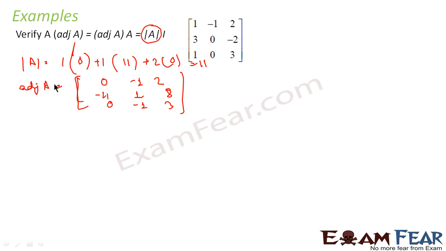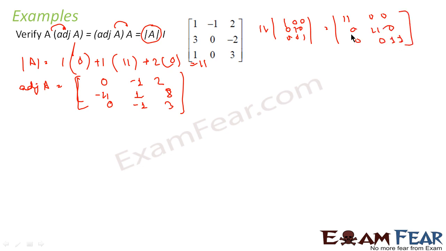And now here also we are told to prove that A into adjoint of A is equal to adjoint of A into A, and that is equal to A into I, and A into I is nothing but 11 into I. I is three-dimensional matrix. So it will be like this, and this will be nothing but 11, 0, 0, 0, 11, 0, 0, 0, 11. Correct? So this will be my matrix, that is determinant A into I.